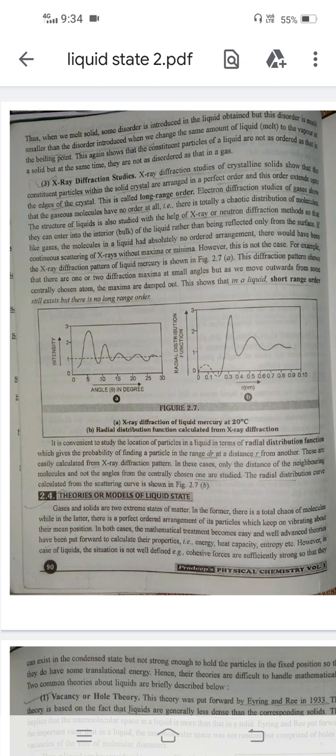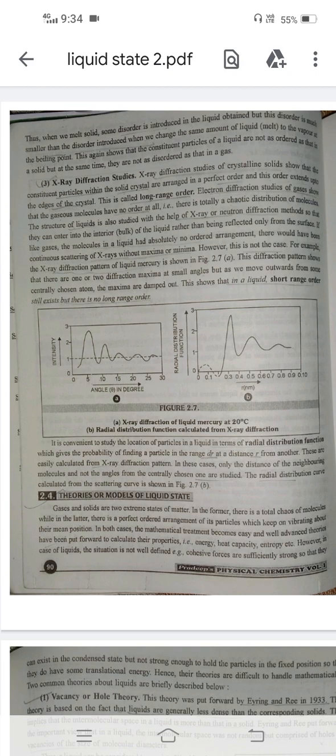Third, X-ray diffraction studies. X-ray diffraction studies of a crystalline solid show that the constituent particles within the solid crystal are arranged in a perfect order, and this order extends up to the edges of the crystal. This is called long-range order. Electron diffraction studies of gases show that the gaseous molecules have no order at all. There is a totally chaotic motion of the molecules.